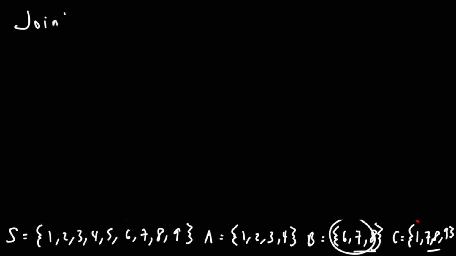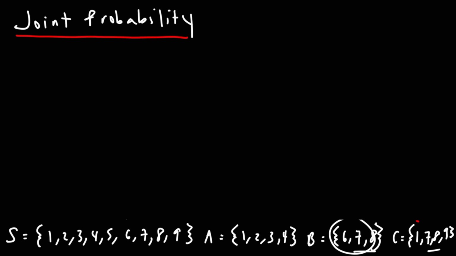Now let's talk about joint probability. What is joint probability? What do you think that is? Joint probability is the probability that both events A and B will occur together simultaneously at the same time.